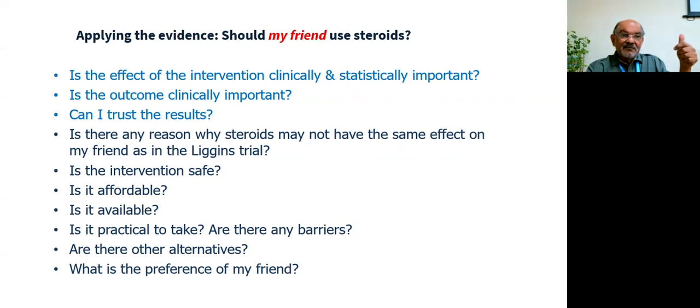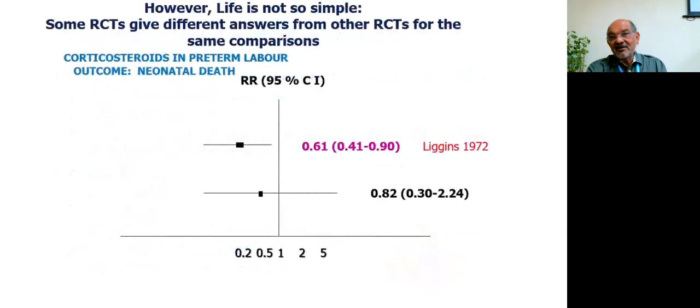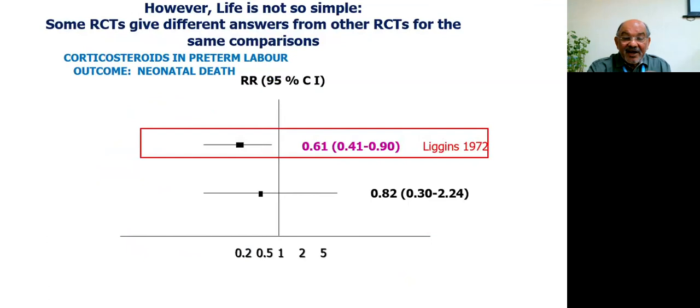Now, can I ask her to take it? How do you know you have all the evidence? I have only one trial, and the world is not fair. You'll find very often different trials. So here I am showing you the results of the Liggins trial in a graphical form. The vertical line is a line of no difference. To the left of the line is less than 1. That blob is the risk ratio, 0.61. The width of the confidence interval is from 0.41 to 0.90. One look at it and you know this helps.